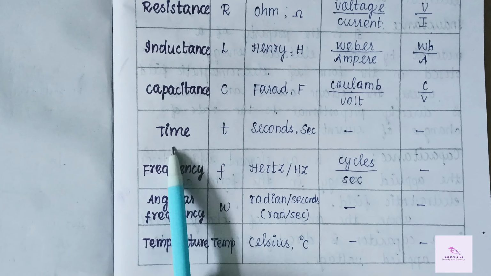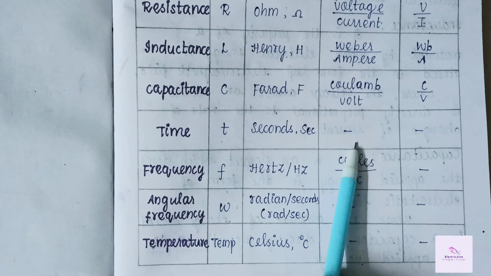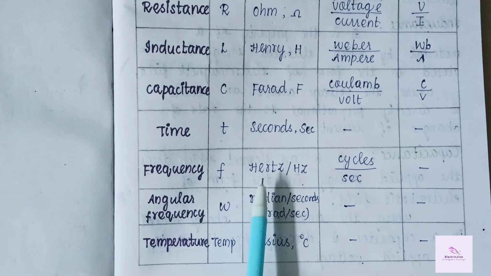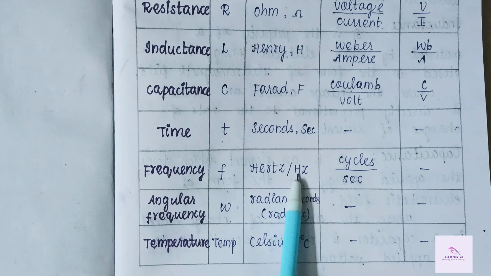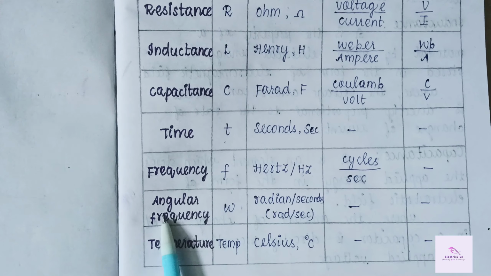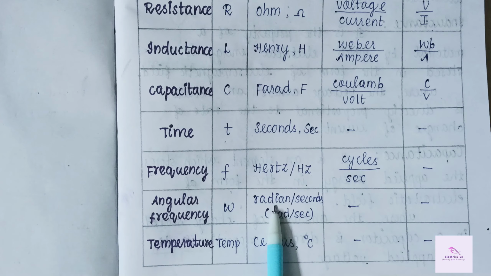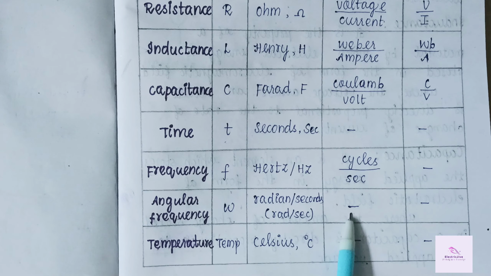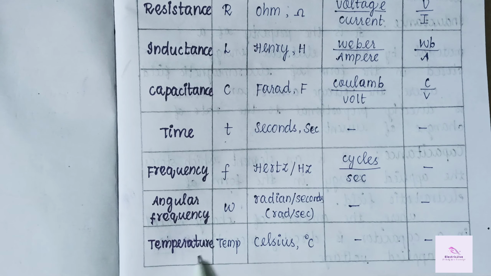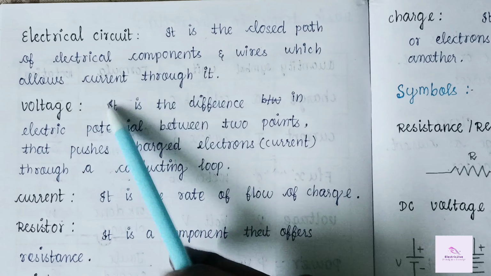Then time. Time is represented as T. Its unit is seconds, SEC. It has no formula and notation. Frequency is denoted as F. Its unit is hertz, denoted as Hz. Its formula is cycles by seconds. Angular frequency is represented as omega and its unit is radian per second, and it has no formula and notation. Temperature's symbol is temp. Its unit is Celsius.